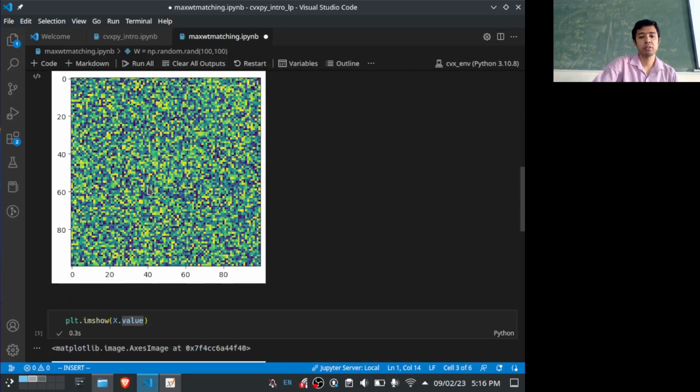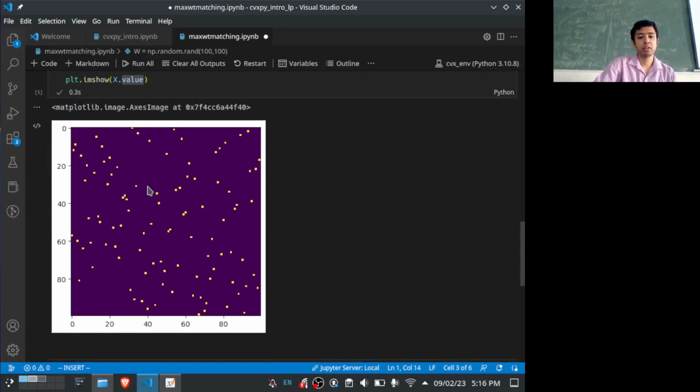And this is what the weight matrix looks like visually. And this is what the solution looks like visually. All right? Any questions?